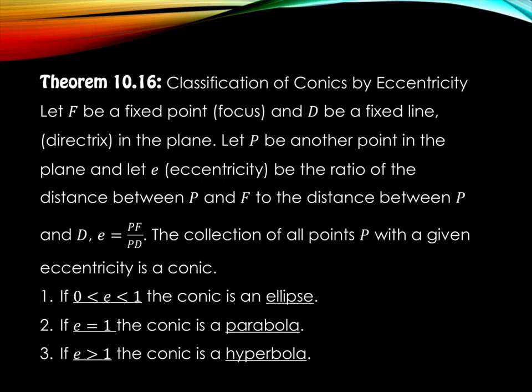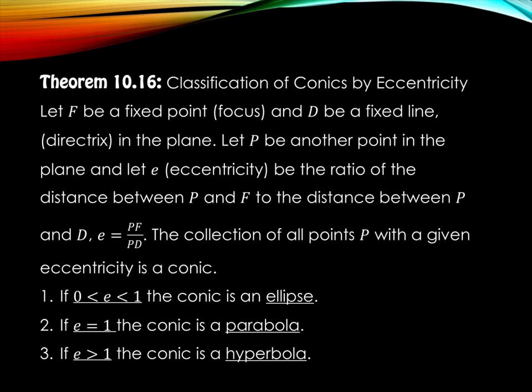Theorem 10.16 talks about the classification of conics by eccentricity. So it says to let f be a fixed point, we're calling it the focus, d be a fixed line, the directrix, those are familiar terms to us of course, and p be another point in the plane. Let e, the eccentricity, be the ratio of the distance between p and f to the distance between p and d. In other words, the eccentricity can be calculated as pf divided by pd. The collection of all points p with that given eccentricity is a conic.